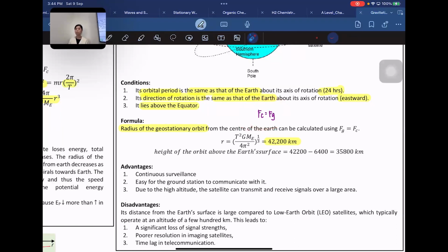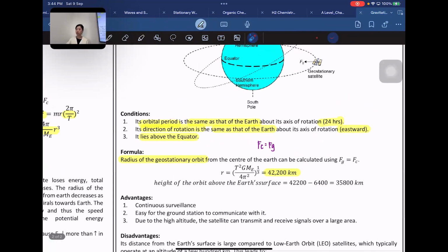Okay? So what are some advantages of geostationary orbit? Just take note, like what I've said earlier on, geostationary orbits allow you to have a continuous surveillance of your satellite, which means your satellite won't leave your eyes.